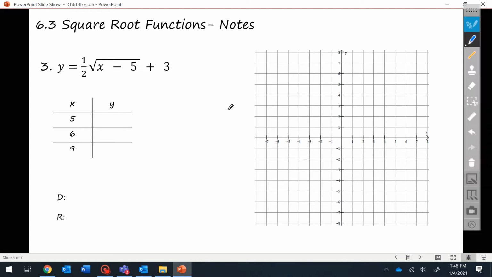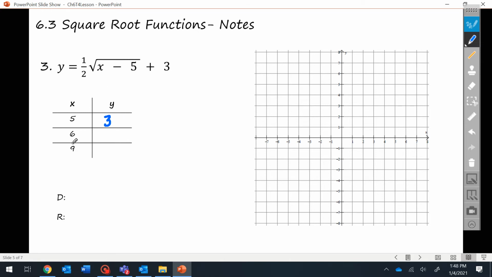Alright. Once again, we have an a value that is a little bit different. It's 1/2. We can still ascertain the starting point because it's just h comma k, so it's 5 comma 3.